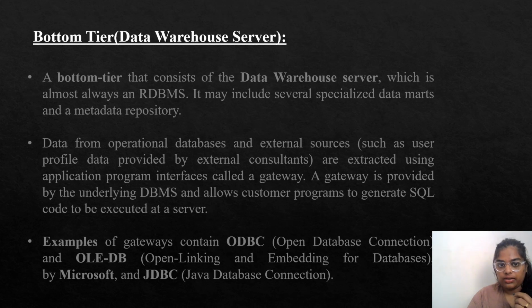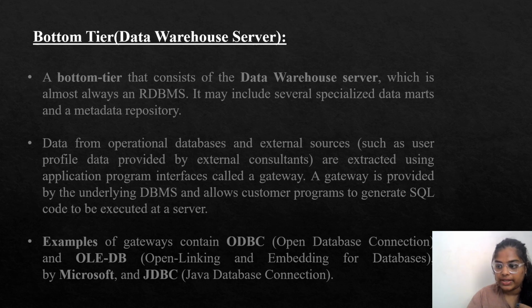we have the bottom tier, which has the data warehouse server. The bottom tier consists of the data warehouse server, which is almost always an RDBMS. It may include several specialized data marts and a metadata repository. The bottom tier usually consists of the data sources and data storage. It is a warehouse database server, for example an RDBMS. In the bottom tier, using application program interfaces, which are also called gateways, data is extracted from the operational and external sources as we discussed before.